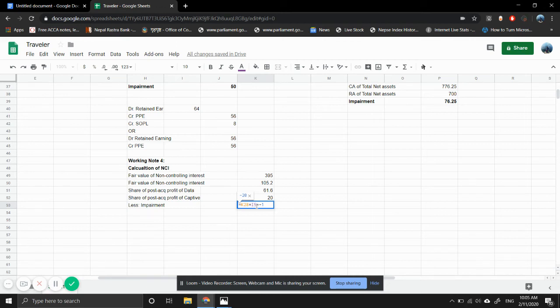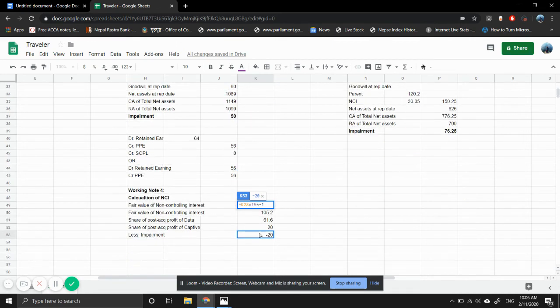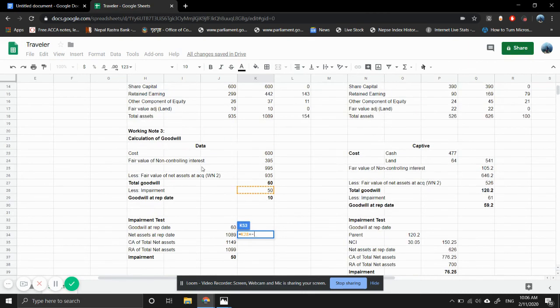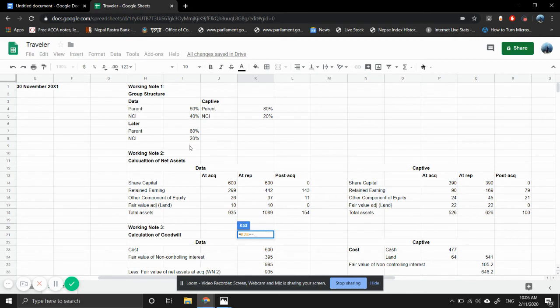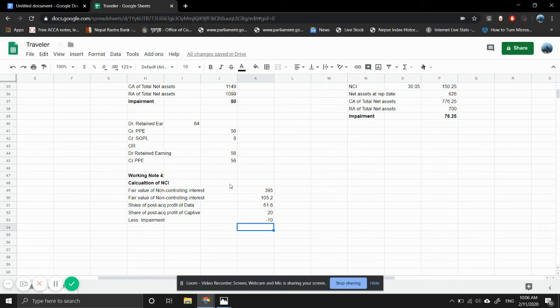How much was the impairment, by the way? Impairment was 50, right? Impairment was 50. What did I do? Into minus. How much was the NCI later on? 20% only, right? Yep. At the year end, it was only 20%. Why am I doing 40%? It was earlier.